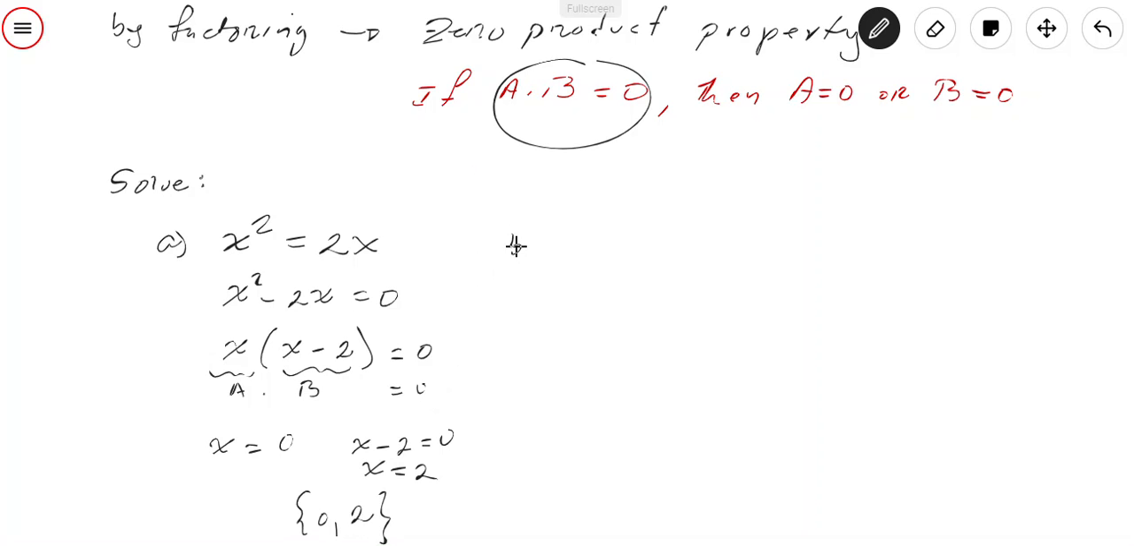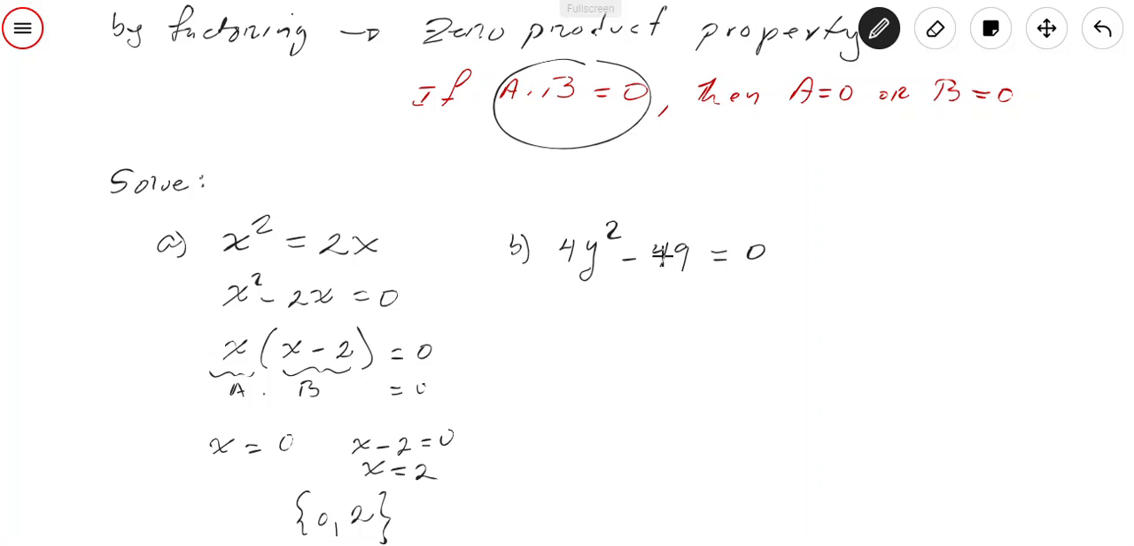Let us see a second case here. Let's say 4y squared minus 49 equals 0. In this case, my quadratic equation is in standard quadratic form because one of the sides of the equation is 0. All my terms are together on one side.